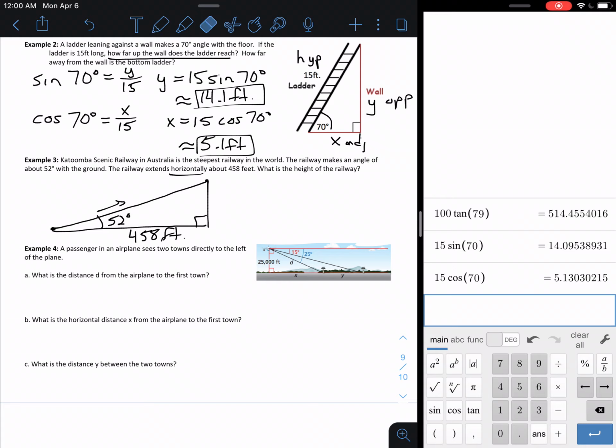So be careful with the way that you label your diagram. That's going to be the most important part. So it wants to know what is the height of the railway. A lot of times I like to use y for the height. There's nothing special about it. That's just what I usually do, so we'll call that y.